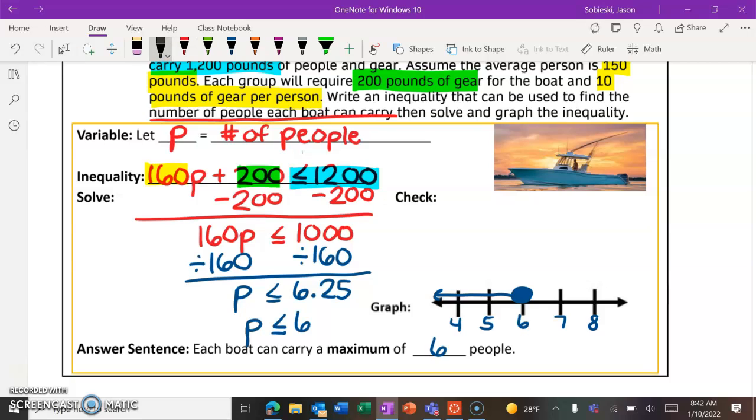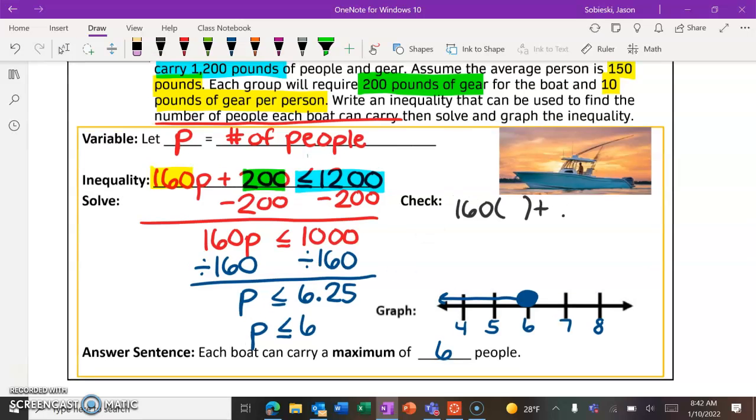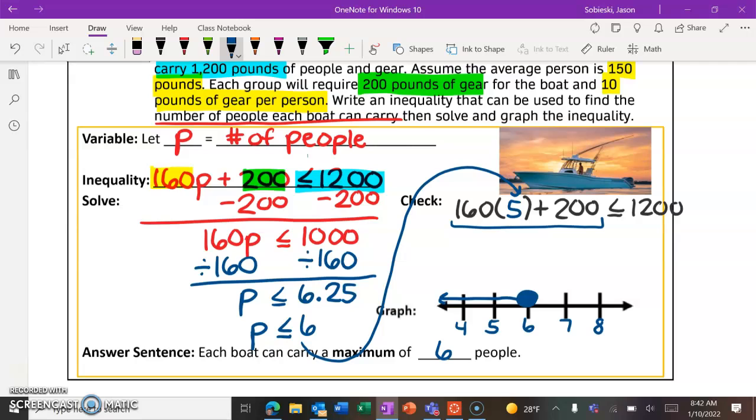So checking our work, we're going to rewrite 160, and instead of P, we're going to leave a blank, plus 200 should be less than or equal to 1,200. We can pick any value for P that is less than or equal to 6. So let's just pick 5. If you plug all of this into your calculator, you should be getting 1,000, which should be less than or equal to 1,200, which it in fact is. You can give yourself a check mark and know that you checked this one and you are good to go.